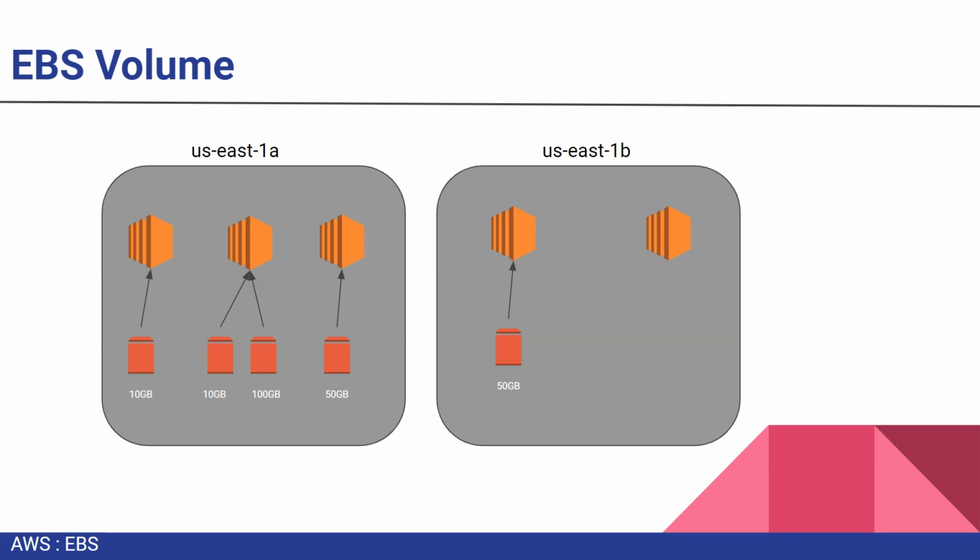If you see the graphical representation, this is the US East 1A and US East 1B availability zone, having 3 instances and 2 instances. A US East 1A EBS volume cannot directly attach to US East 1B. Two EBS volumes can attach to a single EC2 instance. So this is the graphical representation for the EBS volume.